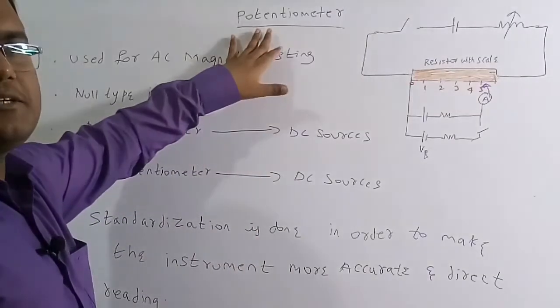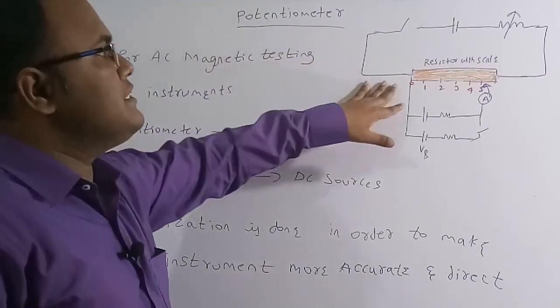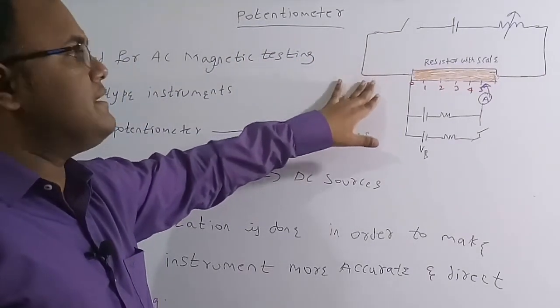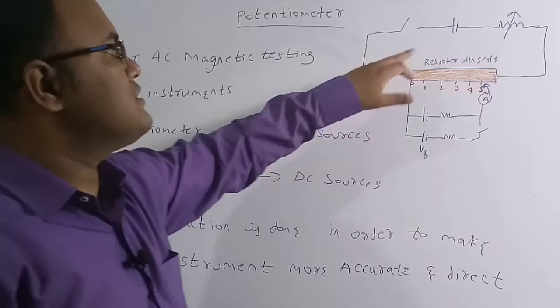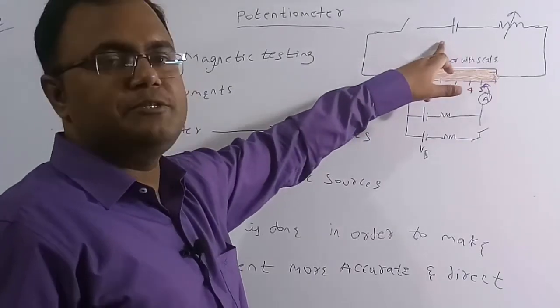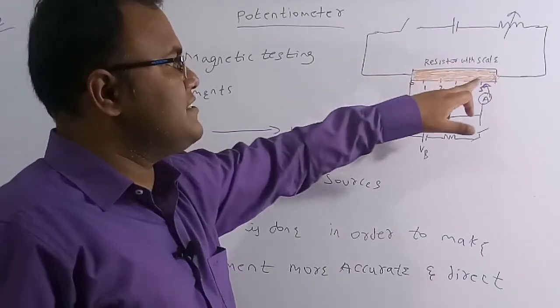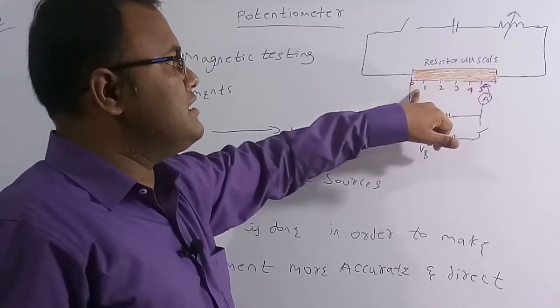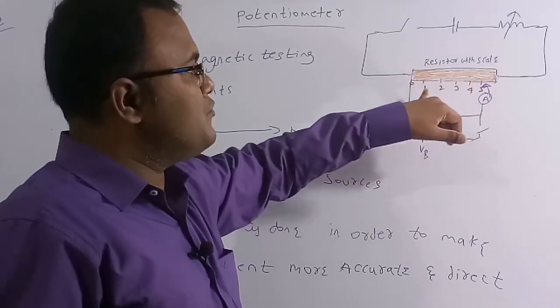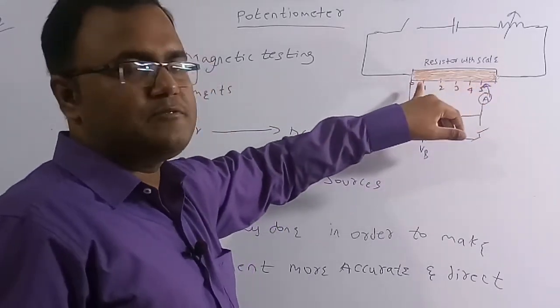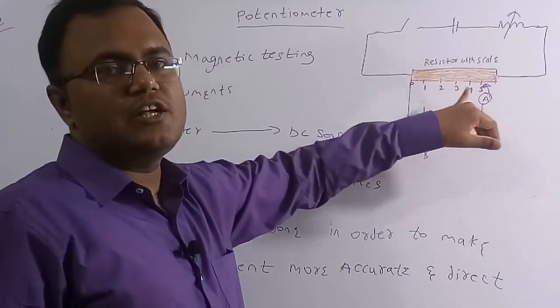So now we are going to discuss the potentiometer. The circuit in this figure is nothing but a DC potentiometer. Here the source is a DC one, and that's what is called a DC potentiometer. So this is a resistor, which has a scale on it. This total uniform resistance means that as the length increases, the resistance also increases.